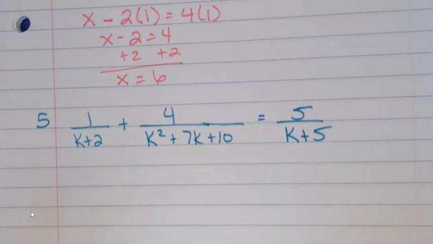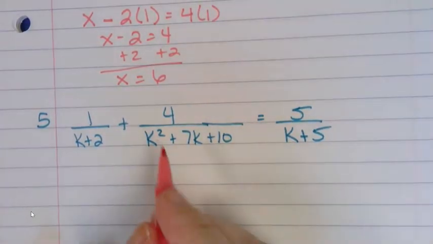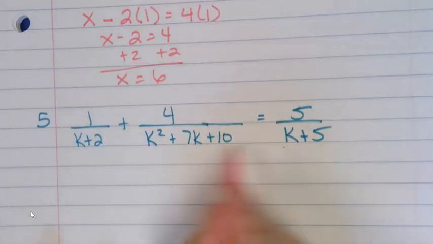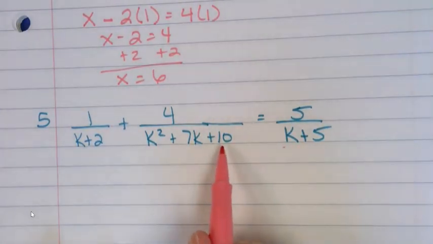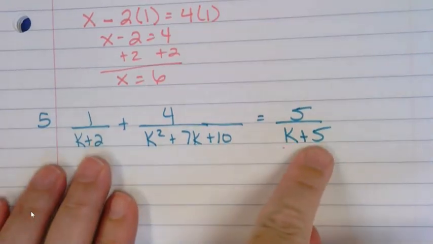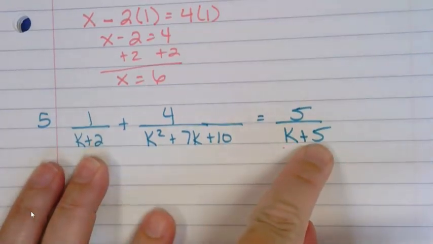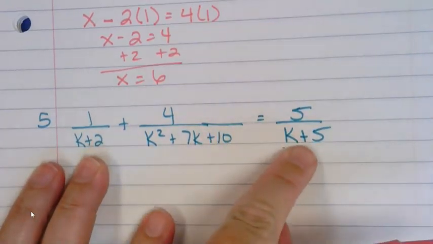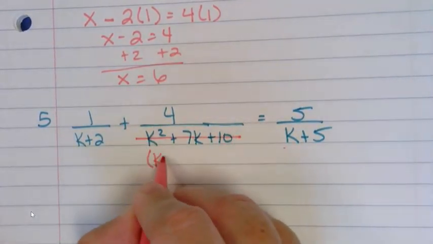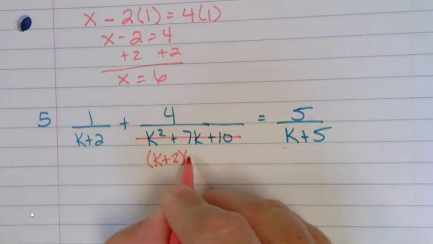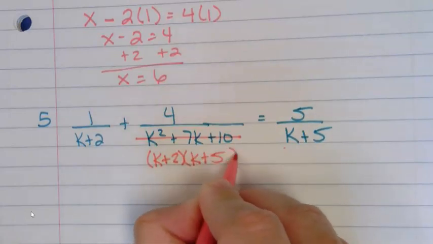Funny thing is, y'all thought this was the ugliest problem, but we now know it's not. Remember, more than likely, these are your factors. And if we look at this, what times what gives us 10? Well, 2 and 5 does, right? And if I add them, do I get 7? Yes. So I'm going to rewrite this as k plus 2 and k plus 5.